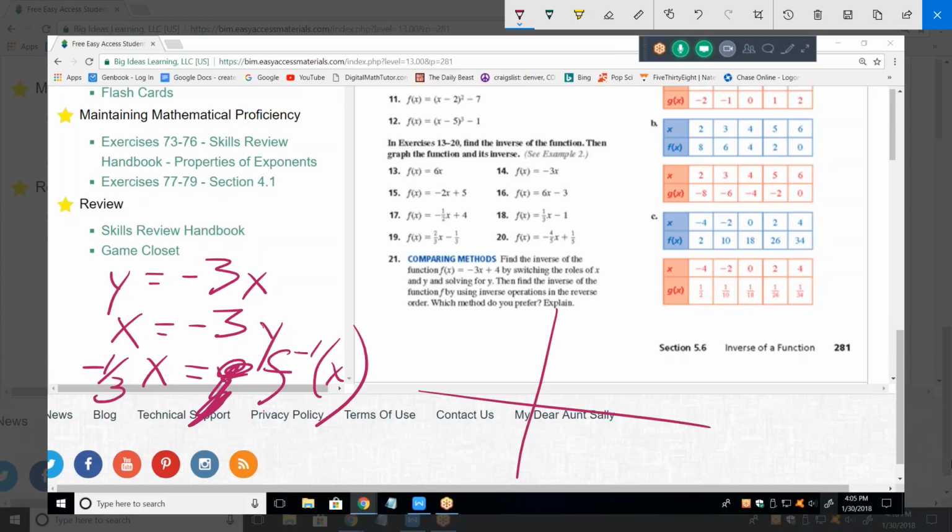How do you graph y equals -3x, the first one? The original function. Where's the y-intercept? The y-intercept is at 0. Okay, what's the slope? Down 3, right 1. Correct. So there's the original thing graphed.